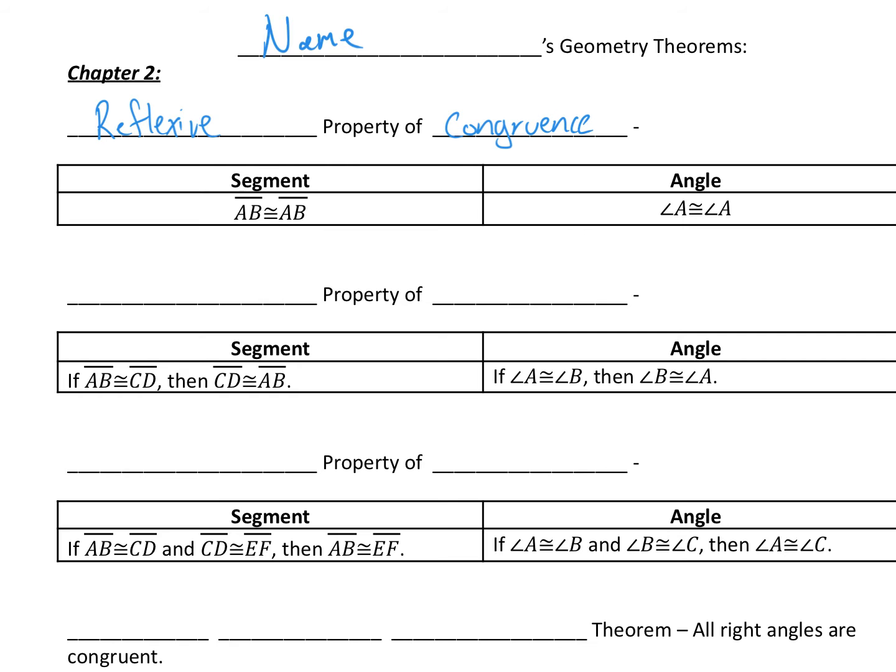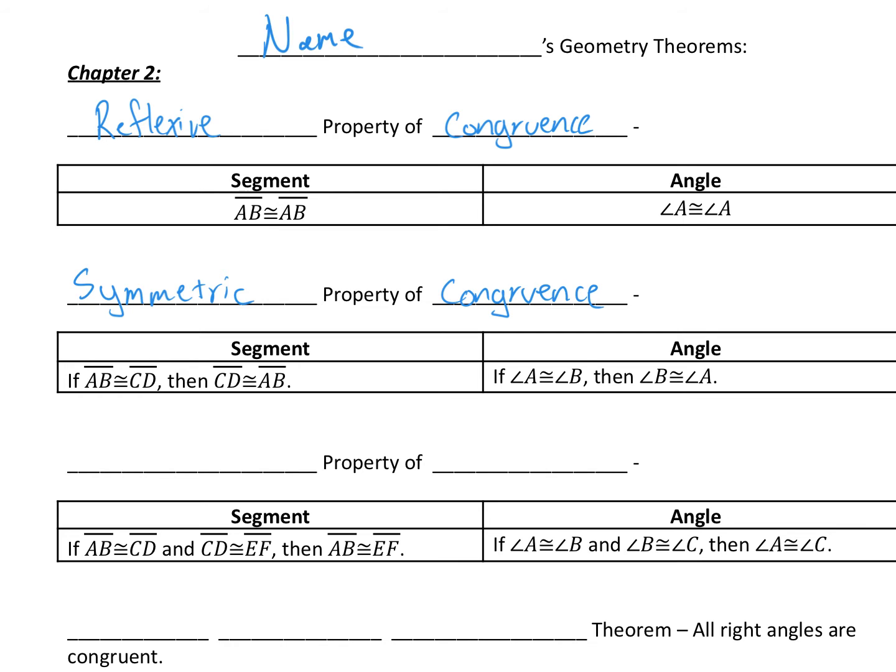After that, AB equals CD, then CD must equal AB. Or if A equals B, B equals A, they're switching back and forth. So that is the symmetric property of congruence.